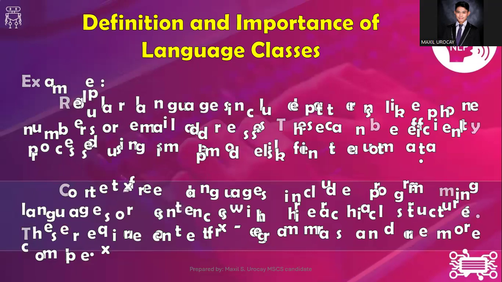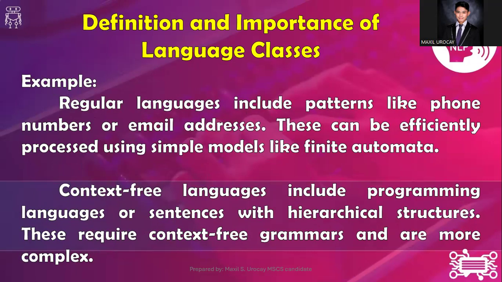Now, next will be the example. Regular languages include patterns like phone numbers or email addresses. These can be efficiently processed using simple models like finite automata. Context-free languages include programming languages or sentences with hierarchical structures. These require context-free grammars and are more complex. So this is the example then.